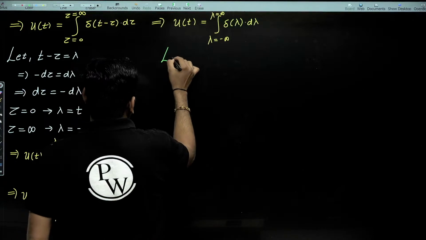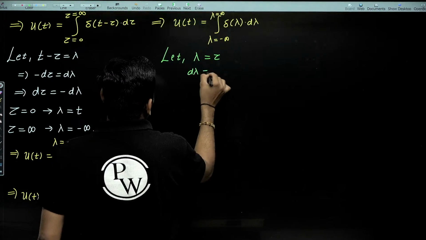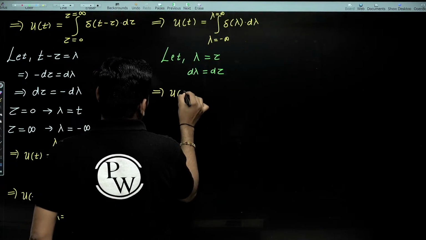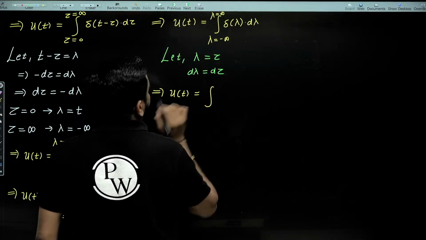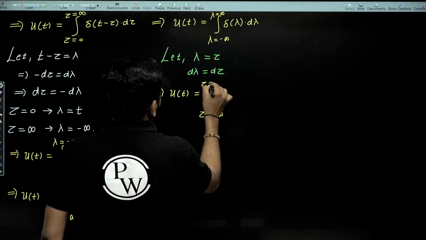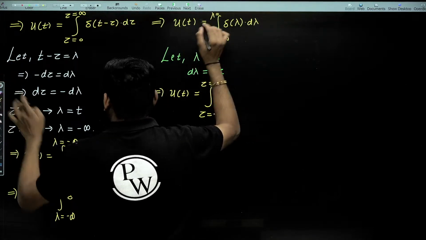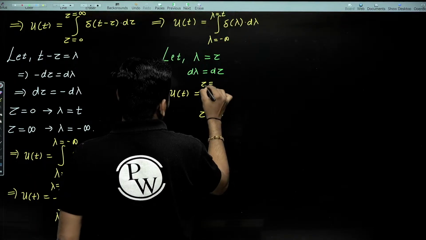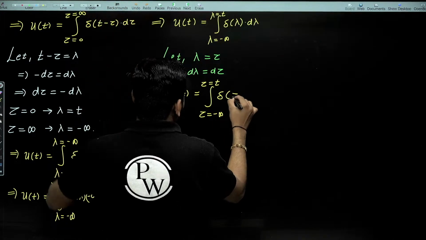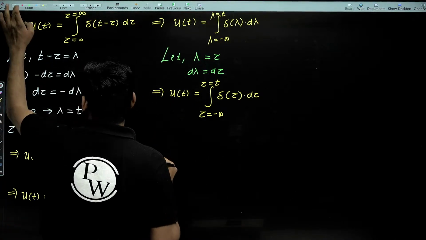Now again let us consider lambda equal to tau, guys. So d lambda is equal to d tau, correct? So it becomes u of t, which is nothing but the same. If lambda equal to minus infinite, so tau is minus infinite to t, sorry, my mistake. Minus infinite to t del tau d tau. Simple maths I am using, guys, correct?